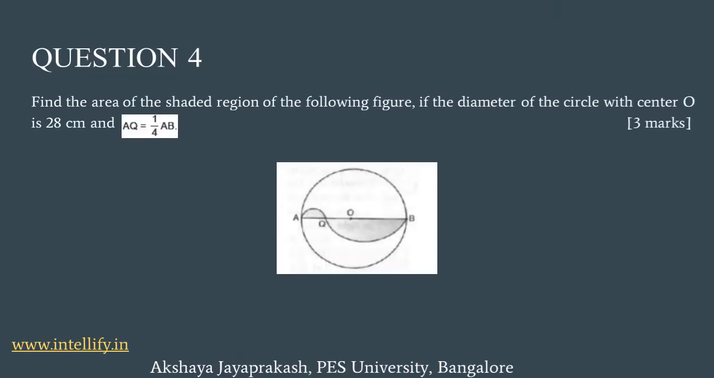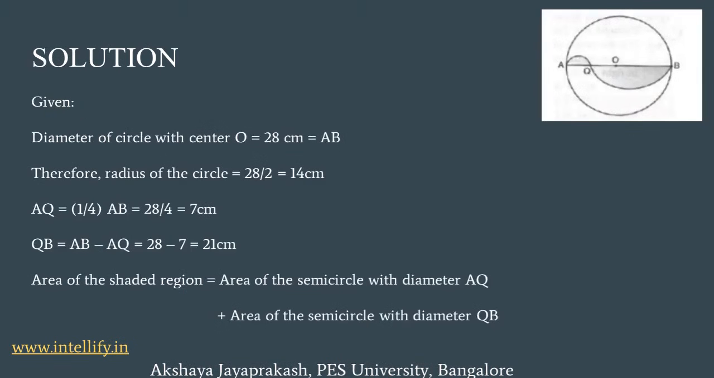Question 4. Find the area of the shaded region in the following figure if the diameter of the circle with center O is 28 cm and AQ is equal to 1/4 AB. In the question, the diameter of the circle is given. So from this we can find the radius. Radius is equal to half the diameter. So the radius of the circle is equal to 14 cm.